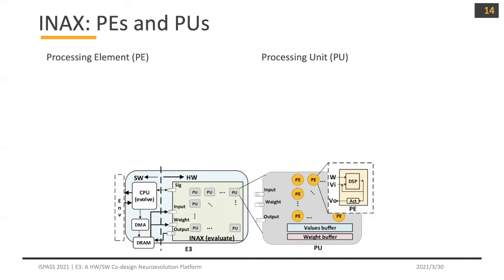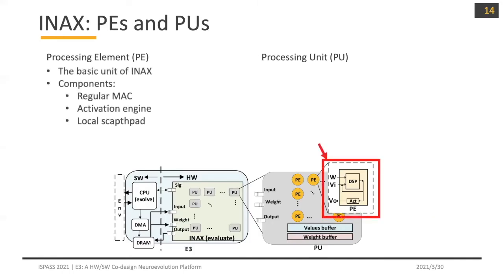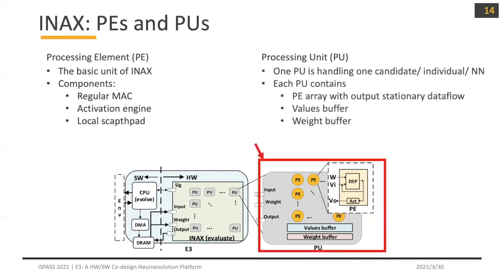So what is PE and PU? PE is the basic unit of INEX. It is composed of a MAC, an activation engine, and a local scratchpad. And a PU handles one candidate, or one individual, or one neural network. So each PU contains a PE array with output stationary dataflow, a value buffer, and a weight buffer.